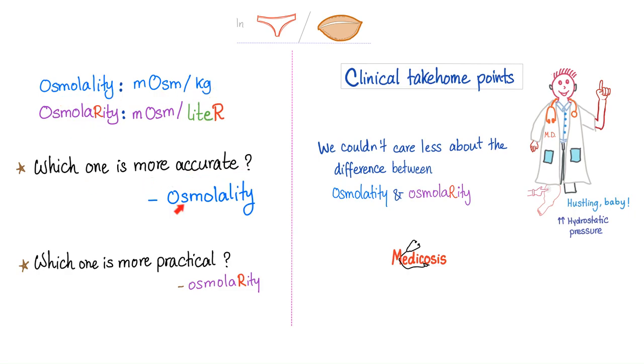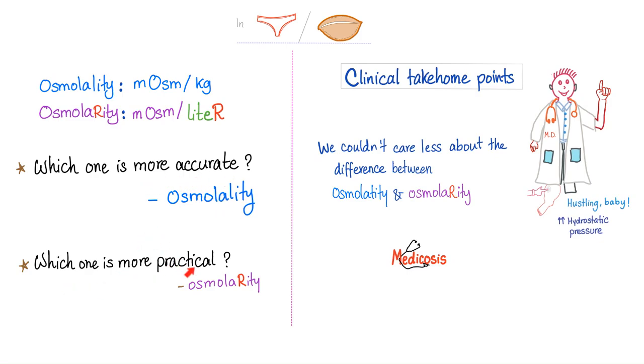Which one is more accurate? Osmolality per kilogram? Yes. Why? Because if I change the temperature, I will change the volume, but the mass will not change. Let me explain. I will give you a bottle of water that has 1 liter of water, which is 1 kilogram of water. If you heat it, the volume will expand. So it's going to be 1.01 liter or something. But the mass or the weight of the bottle is not going to change when you heat it. That's why osmolality is more accurate.